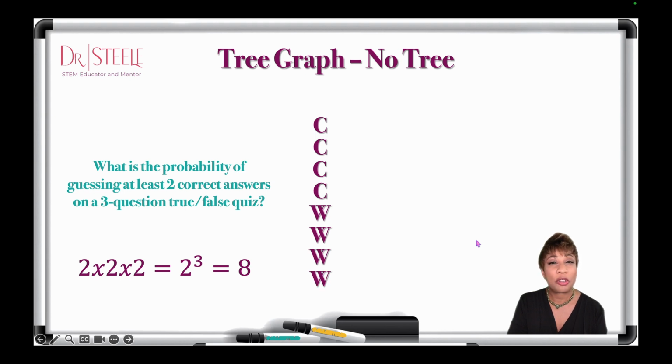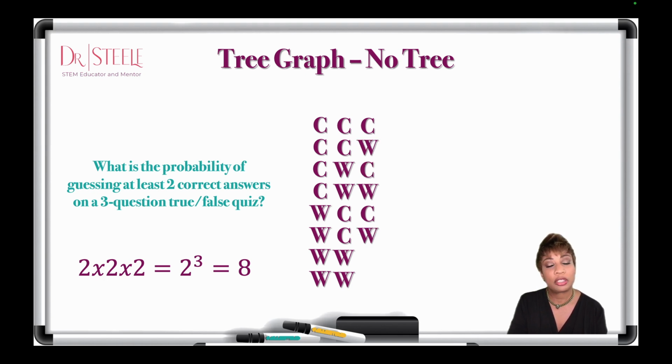And then half of 4 is 2. So I'm going to write 2 correct answers, 2 wrong answers. 2 correct, 2 wrong. Half of 2 is 1. So I'm going to write 1 correct, 1 wrong, 1 correct, 1 wrong, correct, wrong, correct, and wrong. Now, if you compare this to the tree graph and to our possibilities, these are exactly the same thing that you find at the end of the tree. You are welcome.